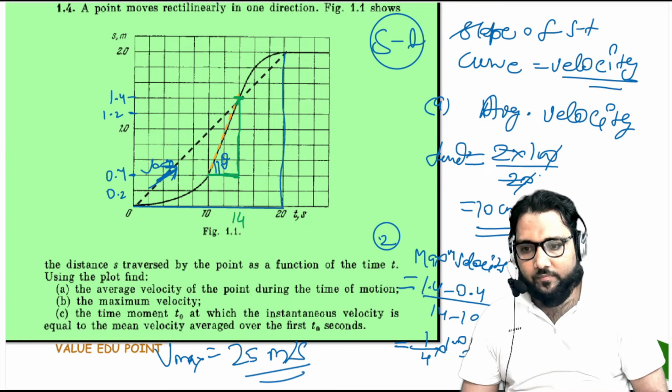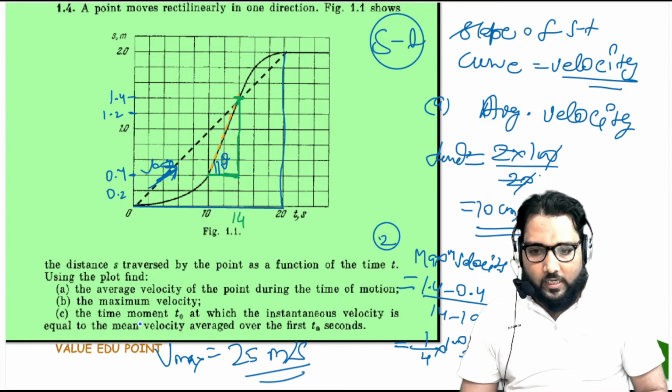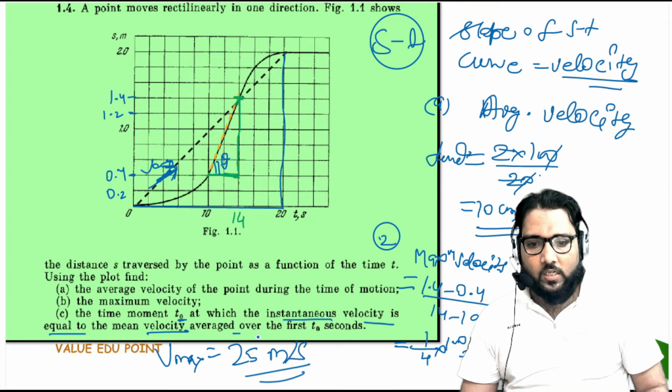Is it okay guys? Now the third question is asking a very good question. The time moment t naught at which the instantaneous velocity is equal to the mean velocity averaged over the first time t seconds.